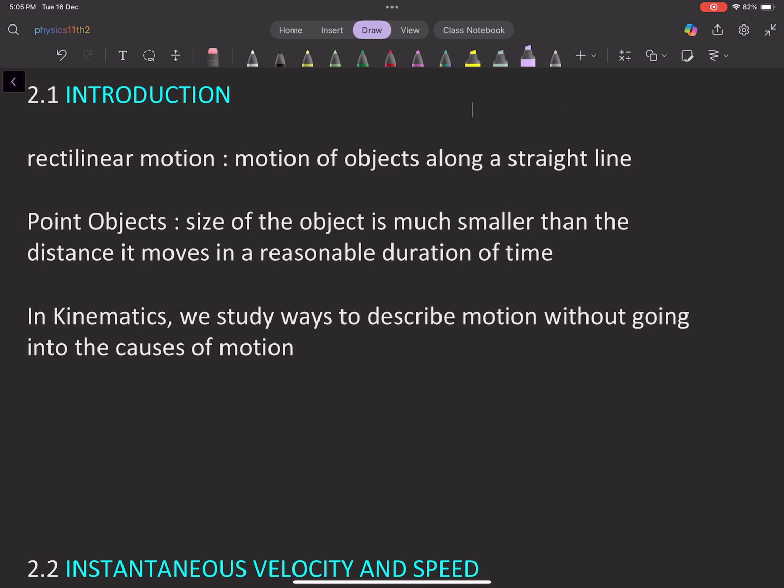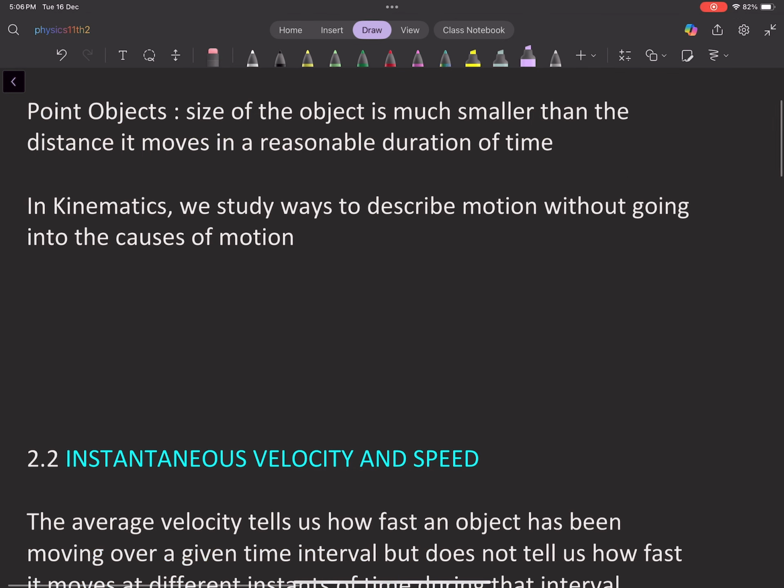Now we come across motion in a straight line in various ways, right? So you are walking on the road, you are driving a vehicle on the road, you are riding a bicycle on the road, right? So all these types of motion are called rectilinear motion. So what is rectilinear motion? Those objects which move along a straight line, the motion is called rectilinear motion.